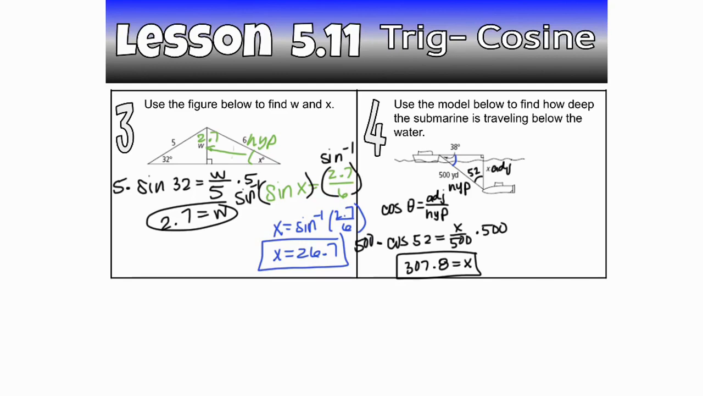So when you're using these, remember that sine is the opposite over hypotenuse, and use it if that's what you're given. And cosine is going to be adjacent over hypotenuse. Again, use that if that's what you're given. Okay. So now it's your turn to practice cosine on your skill check.